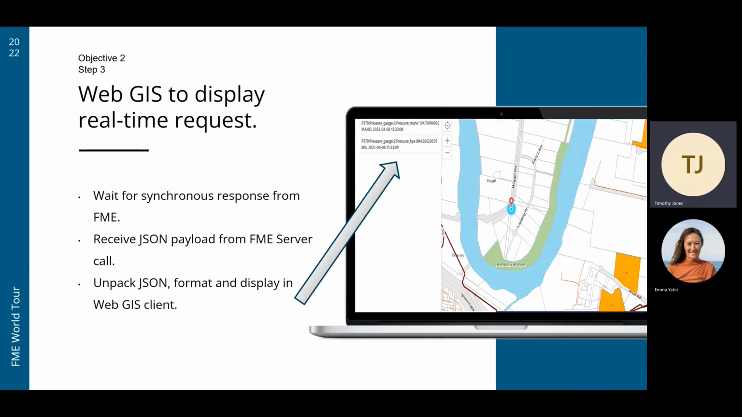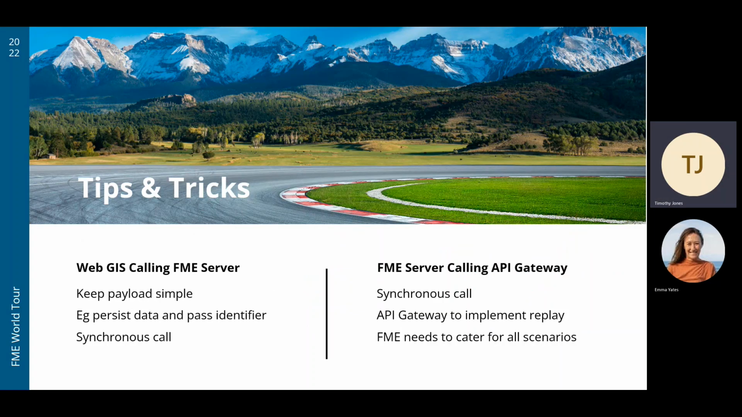Step three, the WebGIS gets the response. It receives the payload from the FME Server call. It unpacks that payload and displays it to the client. So that's the client then getting real-time data in a WebGIS from outside via FME Server. So those were our two objectives and how we did those. A couple of tips and tricks that we worked through and came up with.